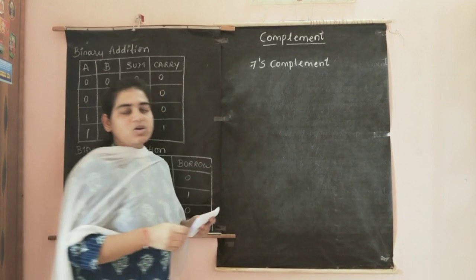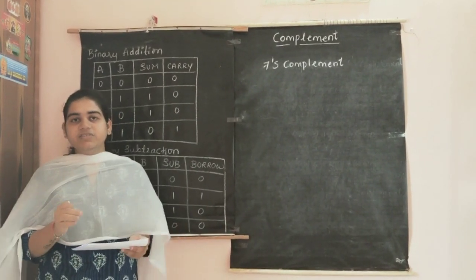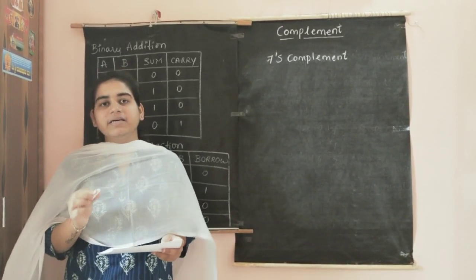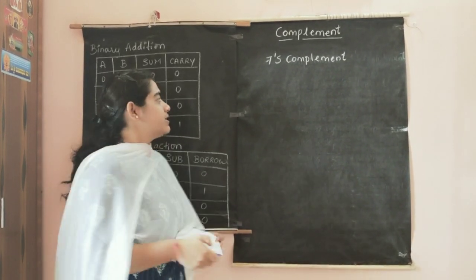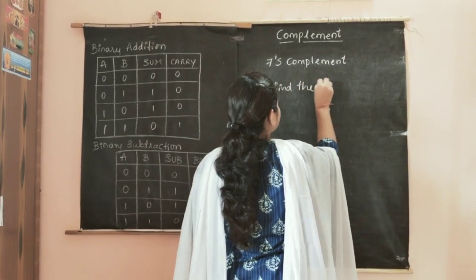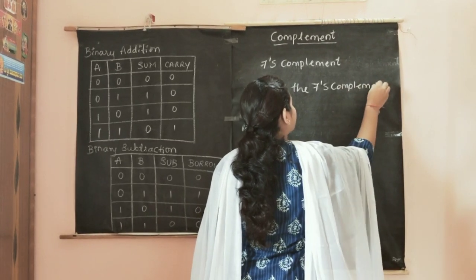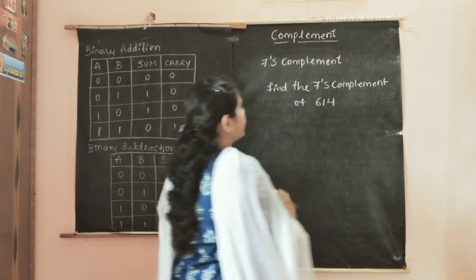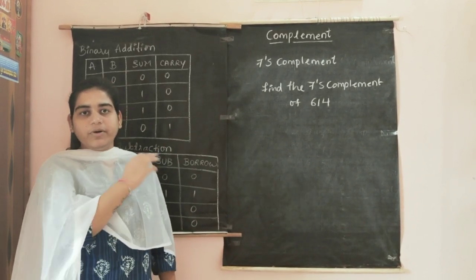The 7's complement of any given number is the subtraction of each of its digits from 7. That is, to find the 7's complement, we have to subtract each digit of the given number from 7. We will consider one example here: find the 7's complement of 614. Here 614 is the given number, and we have to find its 7's complement.